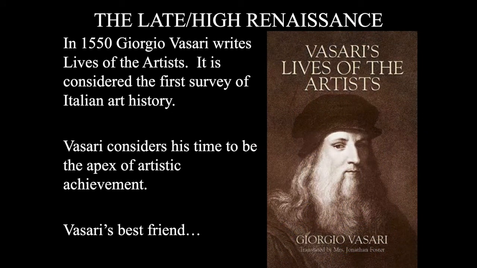We have our very first art history book. In 1550, Giorgio Vasari writes the Lives of the Artists. And what this is a story of exactly that. We have a book that begins with Cimabue meeting Giotto out in a field. We have some of the story about Botticelli. Vasari considers his time, though, to be the apex of artistic achievement. And he happens to be correct. Now, Vasari's best friend, that's Michelangelo, and about a quarter of the book is devoted to him.